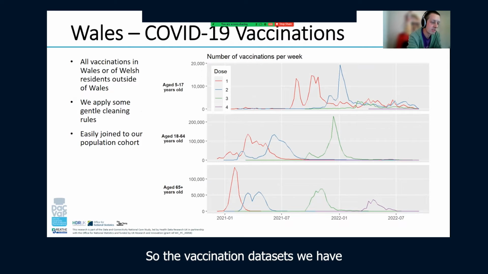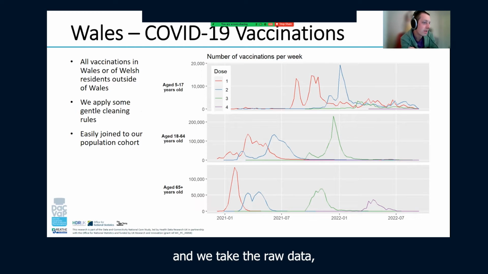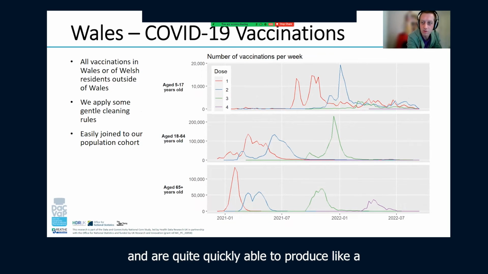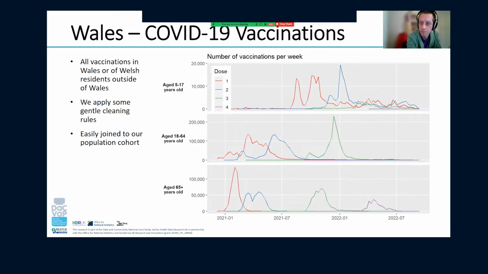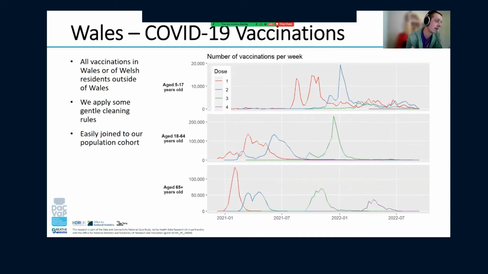So the vaccination data source we have covers all vaccinations in Wales, or of Welsh residents outside of Wales. We take the raw data, apply some gentle cleaning, and are quite quickly able to produce a ready-to-use table, which we can join onto our population cohort. As we can see here, we can see the different doses being received across 3 broad age groups.